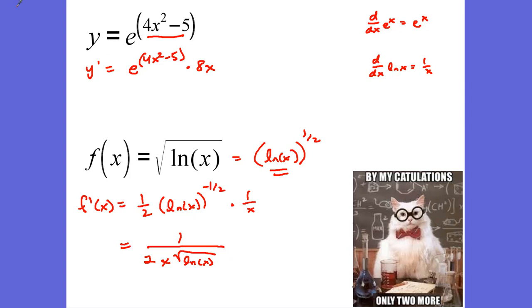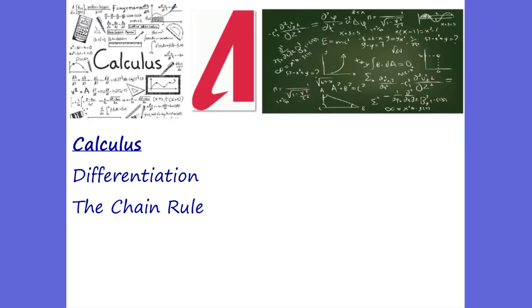So that is the chain rule. The chain rule is basically you're taking the derivative of the outside function first, and then you take the derivative of the inside function, and you multiply by each other. And that is the chain rule.